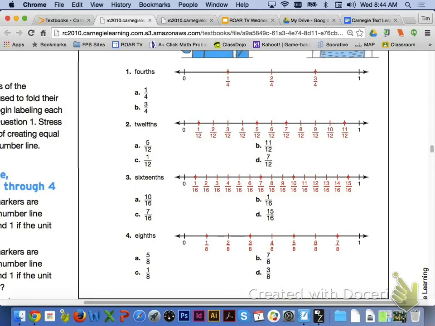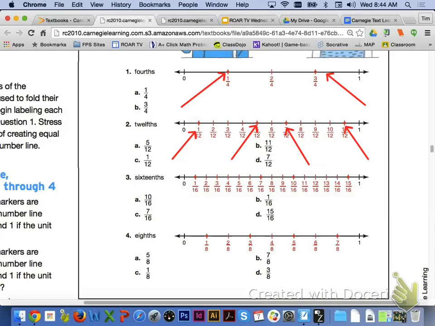Here is what your number lines should look like along with the fractions plotted. Let's take a look at number 1 first, and we had to do fourths, so we have 1/4, 2/4, 3/4, and you will notice that 1/4 and 3/4 are plotted because that's what we had to do for letter A and B. Moving on to number 2 for twelfths, we have 1/12 all the way through 12/12, and we have 1/12 plotted here, we have 5/12 plotted, 7/12, and 11/12.